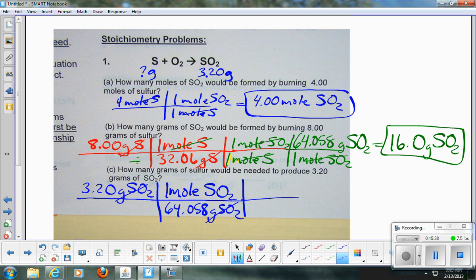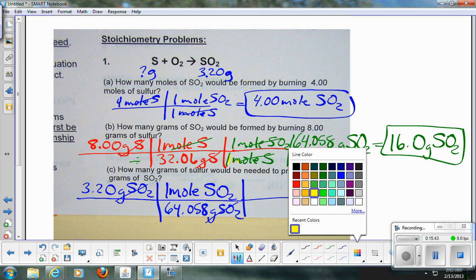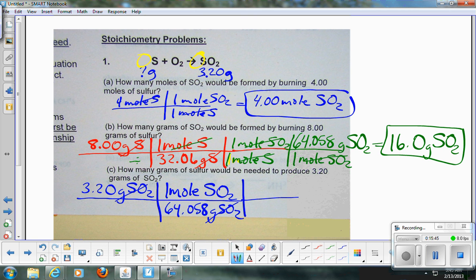Now what do I do? What am I trying to get to? I go from moles to moles. For every 1 mole of SO2, because this is a 1-to-1 ratio all the way through, there is 1 mole of, what am I trying to get to? Sulfur. So moles of SO2 go out. Last step, what is it? Change it into grams. Good.